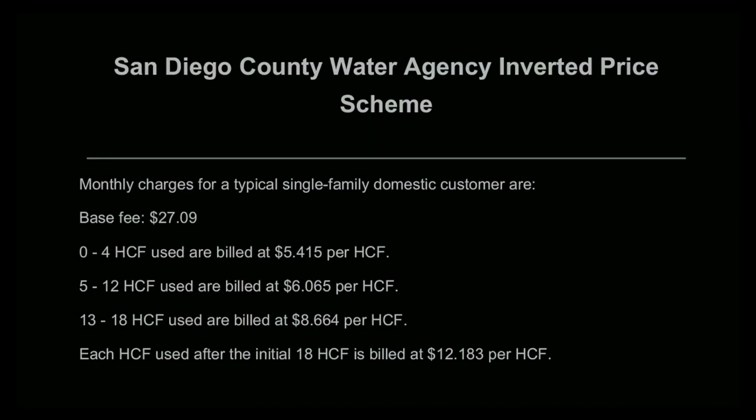The next slide shows San Diego's inverted price scheme. Consumers pay a monthly base fee. Then as their consumption goes up, they pay different rates for the water. Up to 400 cubic feet, they pay $5.42. And then notice how the price unit goes up by about 10% and then 40% for the succeeding intervals.